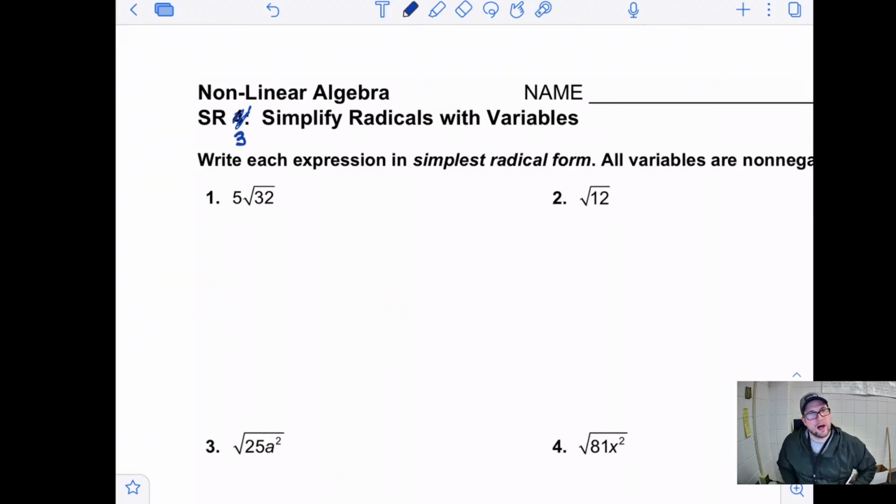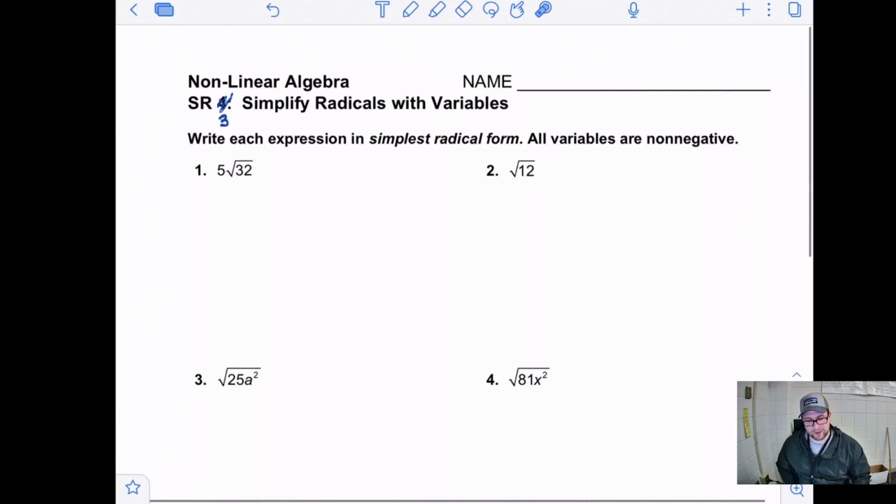So here's what will really tell you that you're in the right place. We are talking today about how we simplify radicals with variables, right? So that is going to be our focus. Now, when we come over here, we've been working on this a little bit, but we're going to amp up the difficulty today.